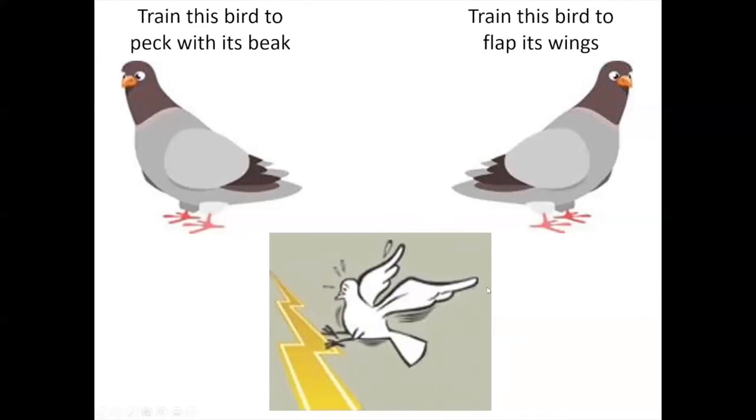It's more instinctive for pigeons to flap their wings to get away from something painful than it is for them to peck to get away from something painful. So they'll learn to associate that wing flapping response with the termination of shock more readily than they'll learn to associate the pecking response with the termination of shock. Okay? So contingencies matter, instincts matter.